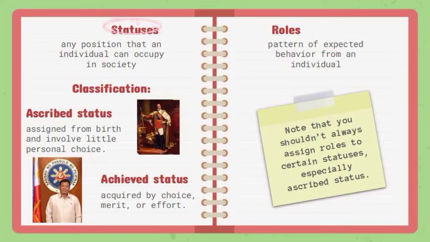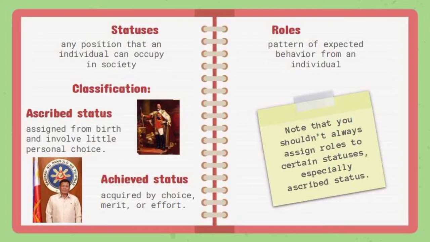On to statuses and roles. Statuses are positions that an individual can occupy in society. This is often classified into two: ascribed and achieved. Ascribed statuses are assigned from birth and involve little personal choice. Some examples are race, age, birth order, ethnicity, inherited wealth, and so on. Achieved statuses, on the other hand, are acquired by choice, merit, or effort. Some examples include being a doctor, athlete, parent, lawyer, and so on.